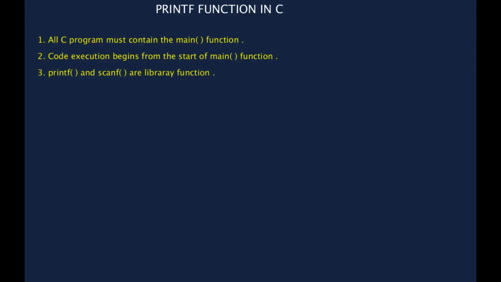Now let's take a look and understand a few things about format specifiers in C. We are talking about only three format specifiers here. First is %d for integer numbers. And second is %f for floating point numbers. And third is %c for character values.